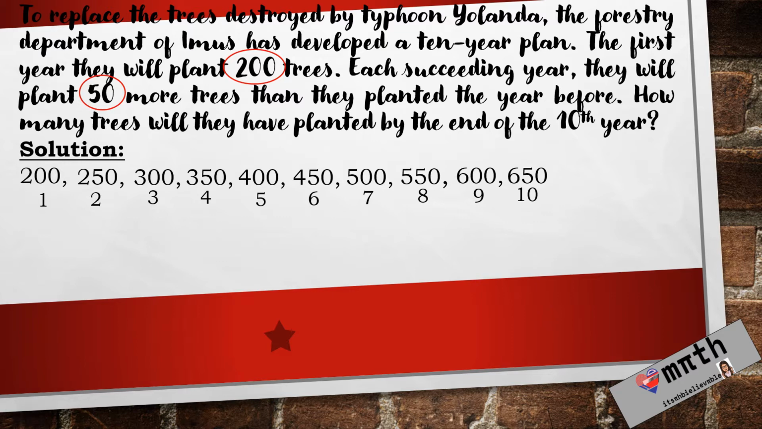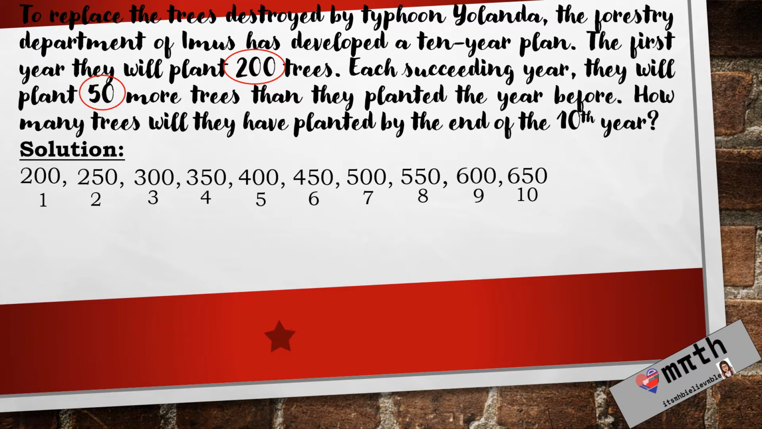So from this, we can see that the problem is how many trees will they have planted by the end of the 10th year. From this problem, we can see that the word end connotes that this problem pertains to the number of trees starting from the first year up to the 10th year. So from there, we just need to add the trees planted from the first year up to the 10th year. And this indicates that this problem might be a series.